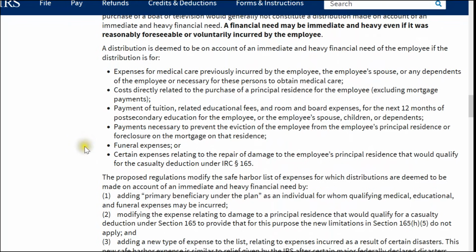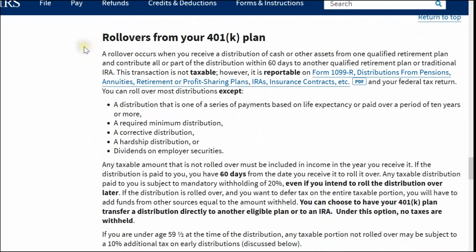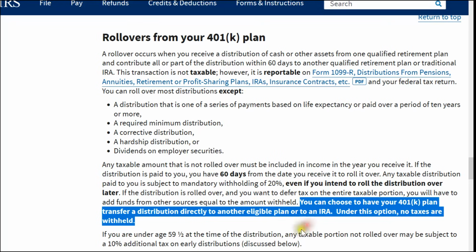But there are two instances, at least, when you can avoid mandatory withholding. One is a hardship distribution because it's not eligible for rollover. There is no mandatory tax withholding, but the distribution is still likely taxable, so you would owe income taxes. Direct rollovers to another retirement account are also not subject to the 20% withholding, and in general, they shouldn't create a tax liability anyway.